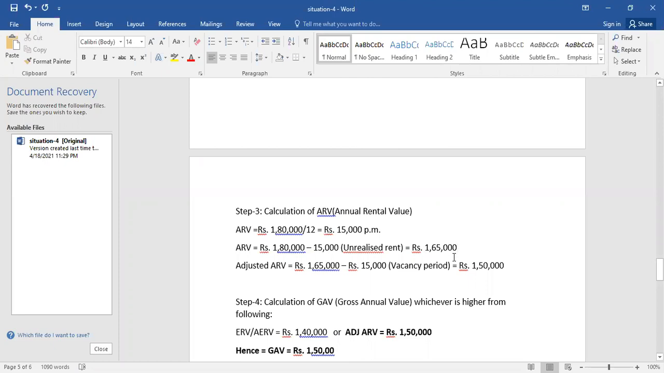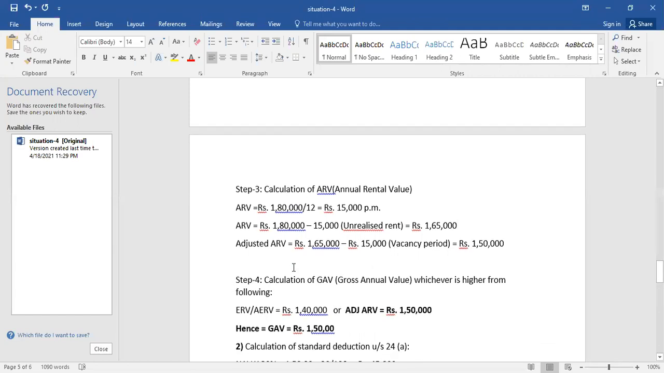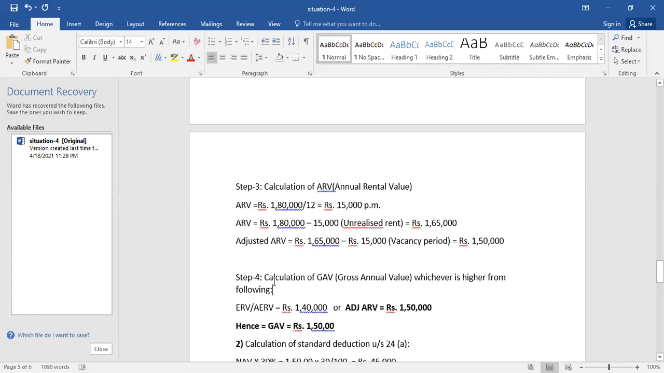Now there is a vacancy. That means this annual rental value has to be adjusted further. Hence we call it the adjusted annual rental value. That 1,65,000 minus 15,000, because there was one more month of vacancy. So now it has become 1,50,000. So the annual rental value is 1,50,000. Whenever there is unrealized rent, or whenever there is a vacancy period, you have to calculate this step 3. Then in step 4, you go for gross annual value.